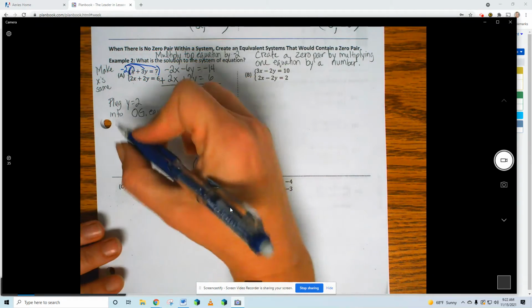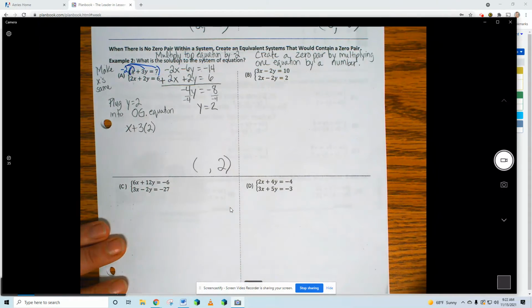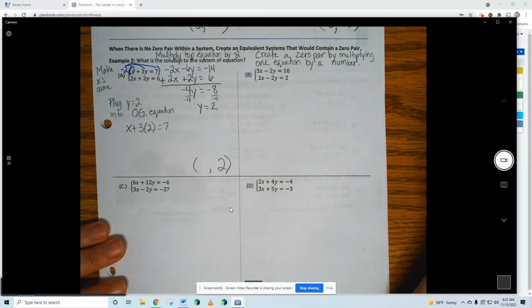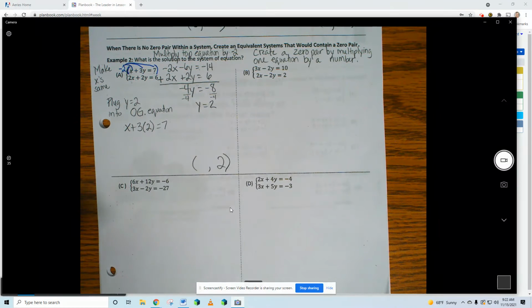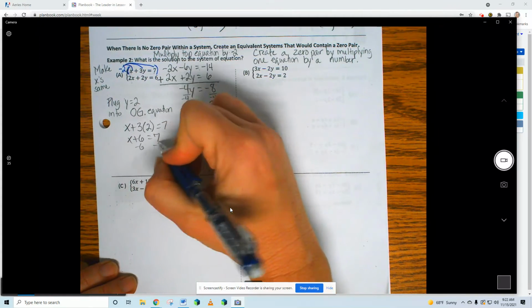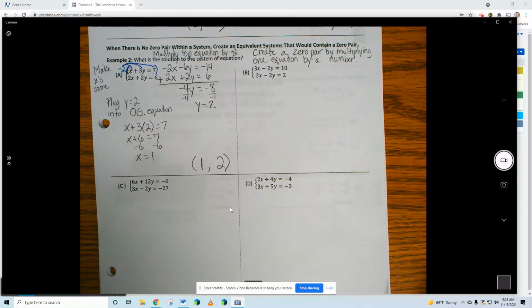Okay. X plus 3y. X plus 3 times y. Y is 2. X plus 3y equals 7. X plus 6 equals 7. Solve for x. X equals 1. Okay. Good. We are done with number 1, or part A.